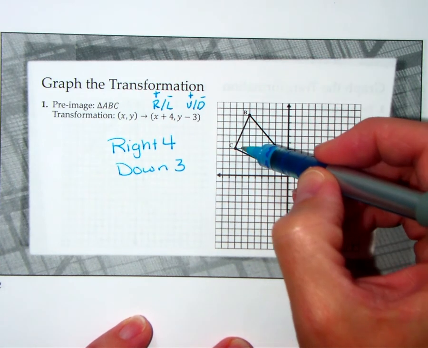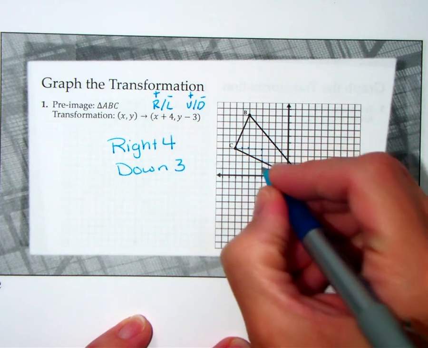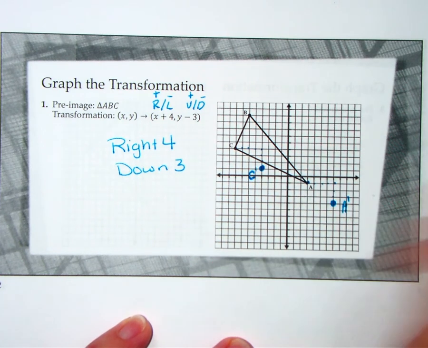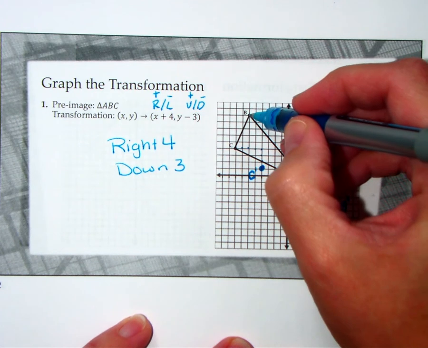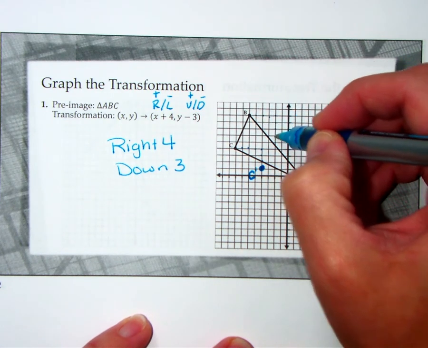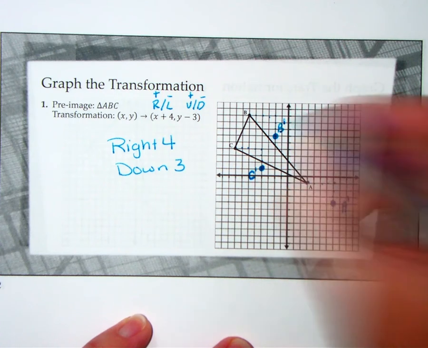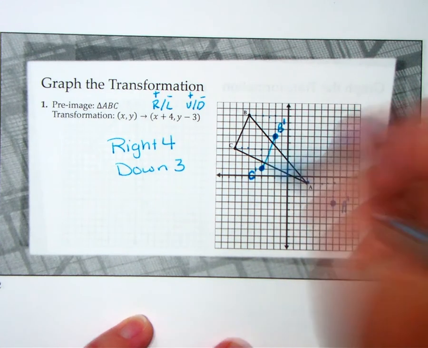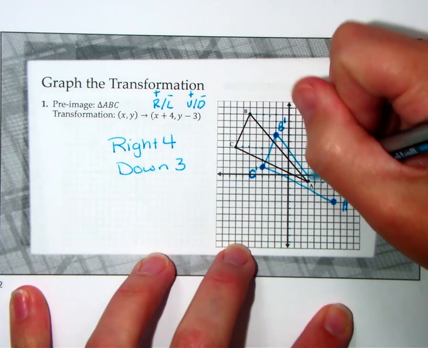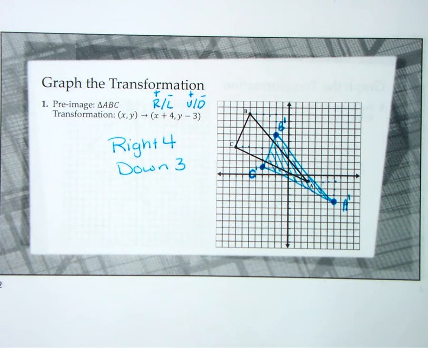So C, I'm going to go right 4 and down 3. That is going to be my C prime. And then same thing for B, right 4, down 3, and that is B prime. Connect your dots. And there is your translated image.